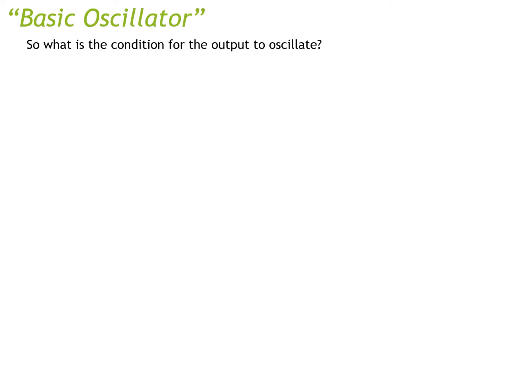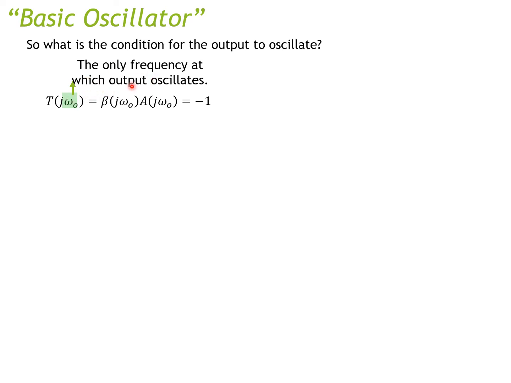So at what condition can the output oscillate? We have the term loop gain, right? Loop gain is a frequency dependent function. So if loop gain equals -1, this is the condition that allows the output to oscillate. There will be a frequency omega naught, and this is the only frequency at which the system is allowed to oscillate.